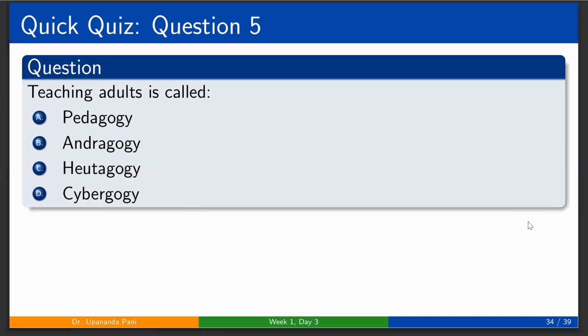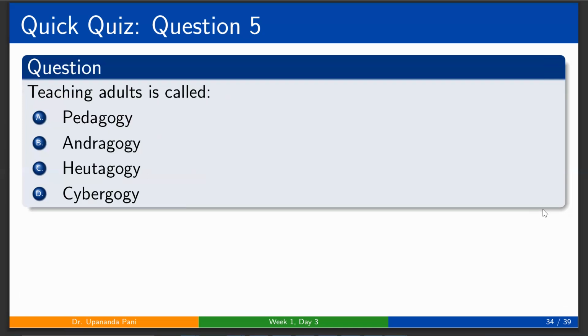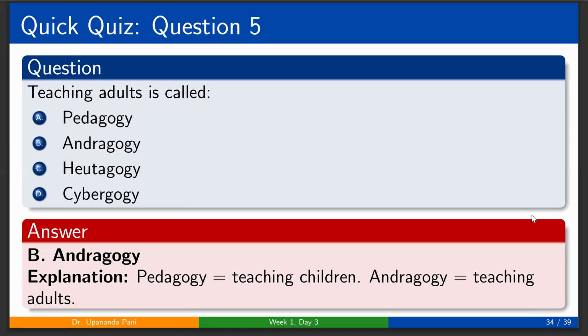Next question. Teaching adults is called pedagogy, andragogy, heterogogy, or cybergogy. Question number 5, what should be the answer? Chinmay says C. Okay, very good. Let's see. C, right? The answer is B. Andragogy. The explanation is pedagogy is for teaching children, andragogy is teaching adults. Just now I told you. I don't know why you people are not able to answer correctly.